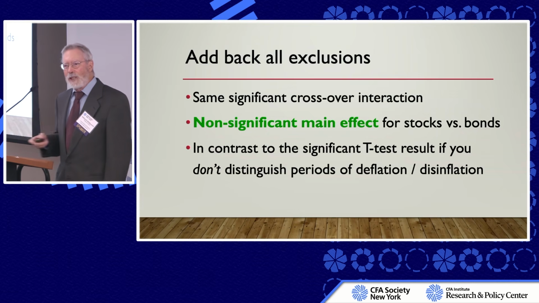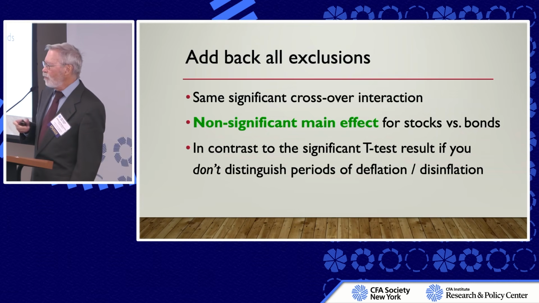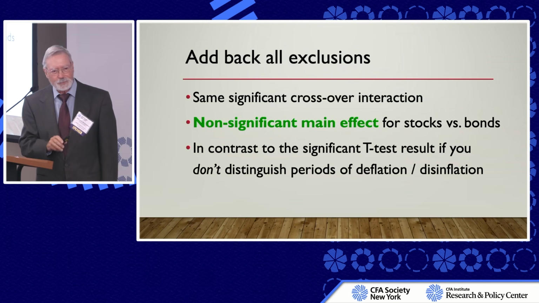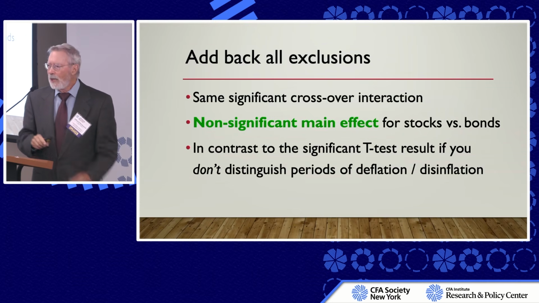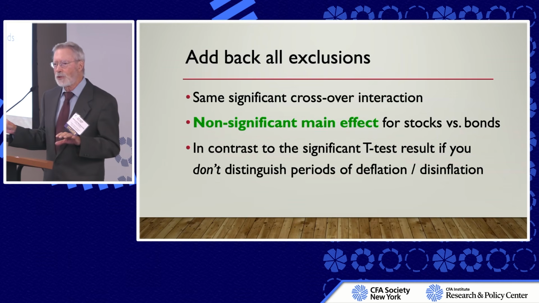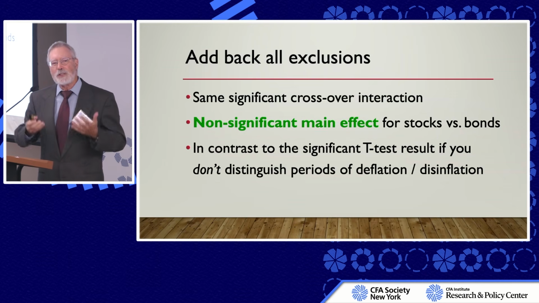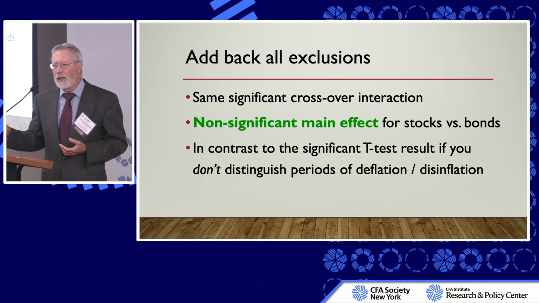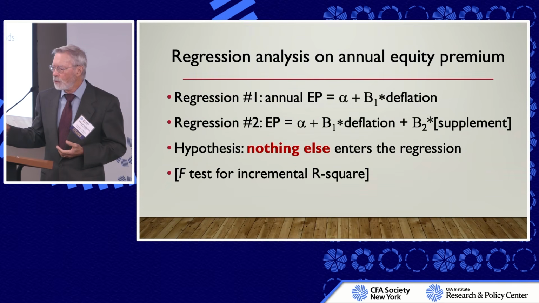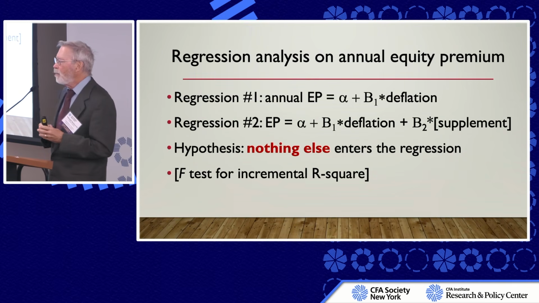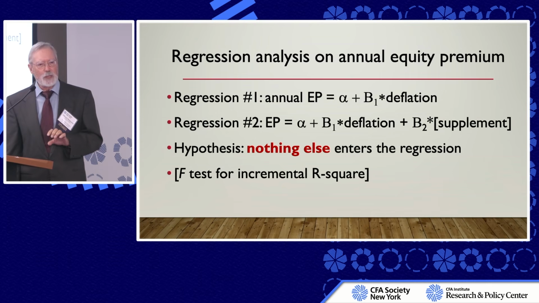Now, I added back all the excluded years, I combined disinflation years with the deflation years, and once again, the crossover interaction is there. And most interesting to me, you take a raw look at the 230 years and you can do a statistical t-test, stocks beat bonds. Once the interaction is taken out of the variance, that's a non-significant main effect over the 230 years. Good news for anyone who's going to be sitting for the CFA exam, two-way analysis of variance will not be on it. Okay?